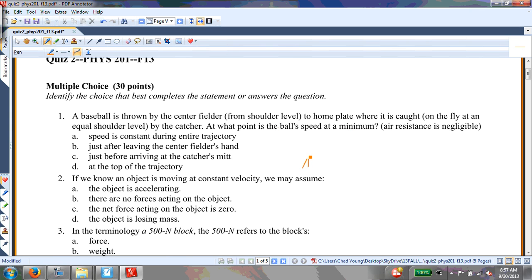So I have a ball that goes like this, starts here, and travels to here. And I want to know where its speed is a minimum.